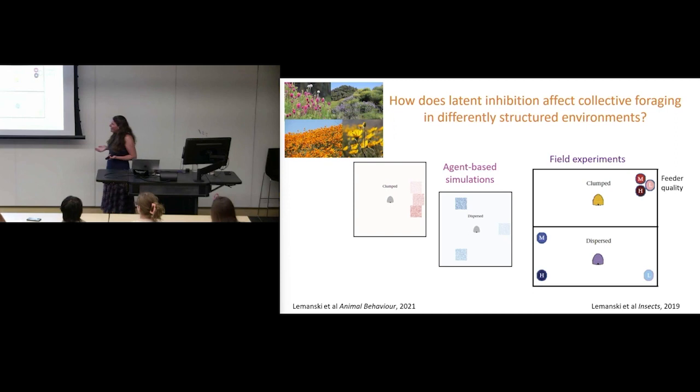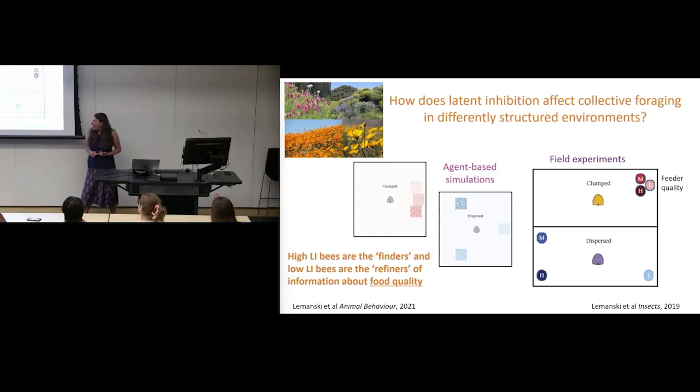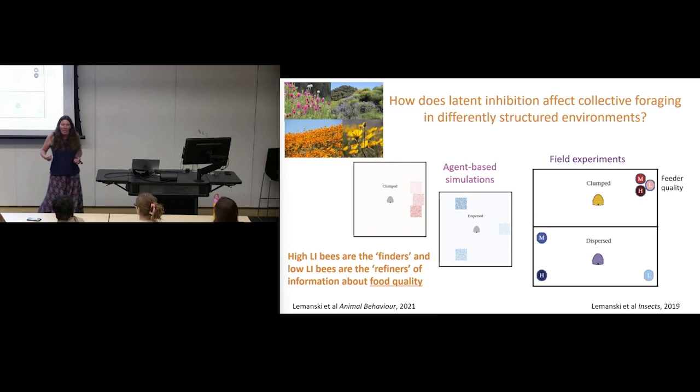And so what we came up with is that they're not just explorers and exploiters, but high-ally bees are the ones that find the food, and then the low-ally bees are the ones that refine the decision. So in this situation where the feeders were actually relatively close, they can find all this food. So it didn't really matter how many high-ally individuals they had, but having more low-ally allowed them to distinguish the different quality foods because they're the ones who are tuned to these details. So they're the more detail-oriented individuals, the ones that don't get bored of unrewarding stimulus, and they can refine the foraging behavior of the colony.